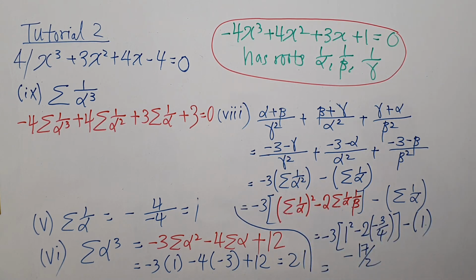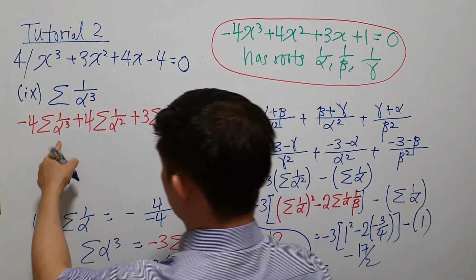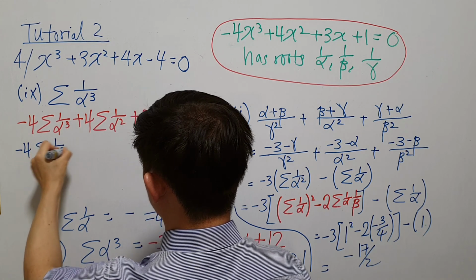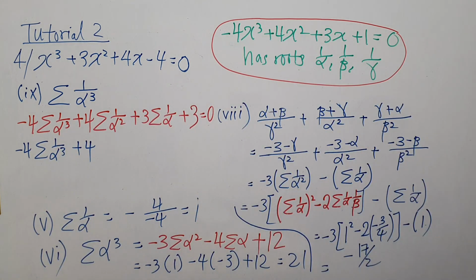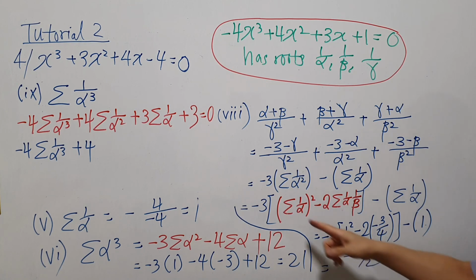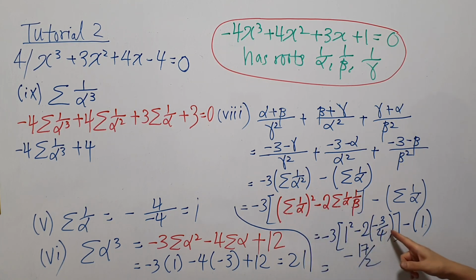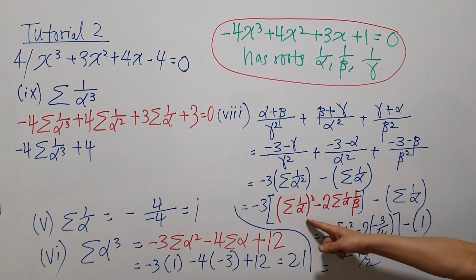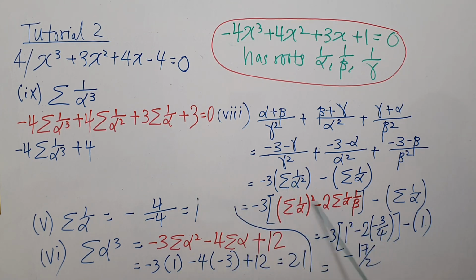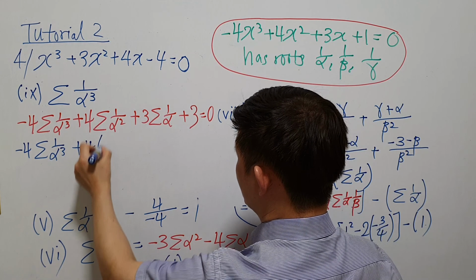So with this in mind, we can now put in the values. This is what we intend to find. We leave it. Summation of 1 over alpha squared. If you could recall, it was this calculation here. So it's actually 5 over 2. Based on this calculation, the summation of 1 over alpha squared was calculated here, and it's actually 5 over 2.